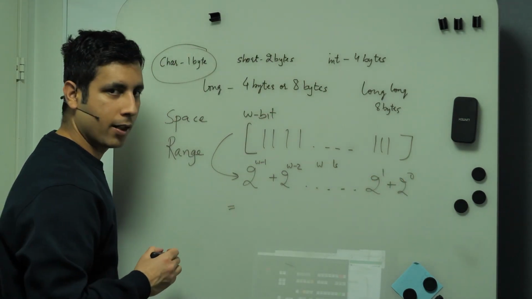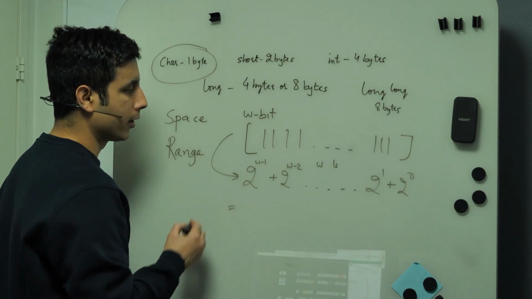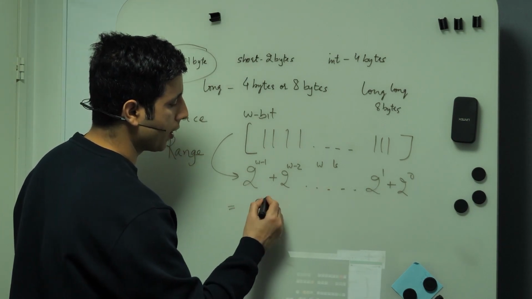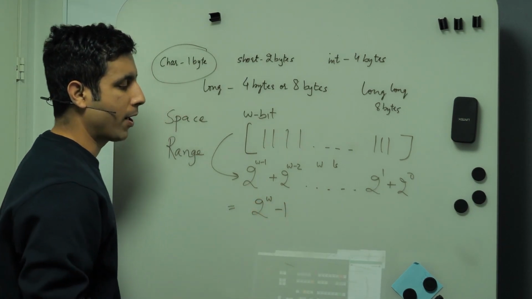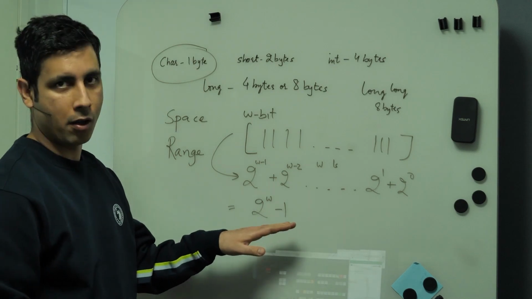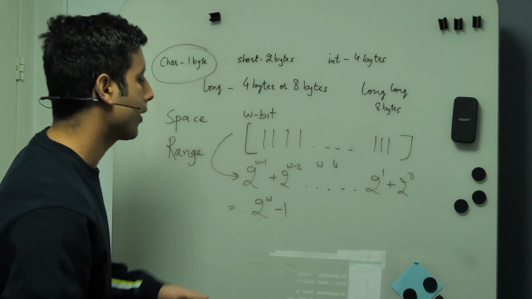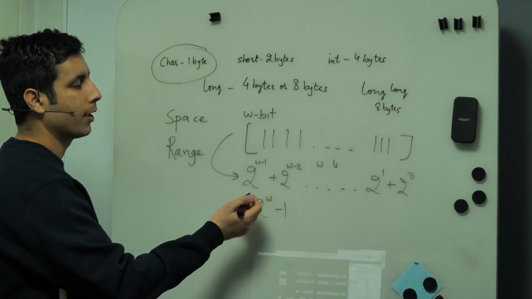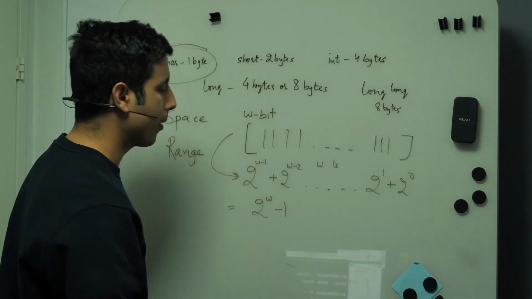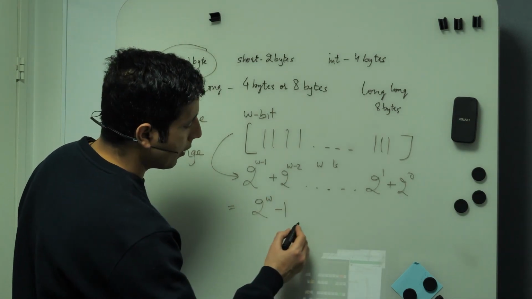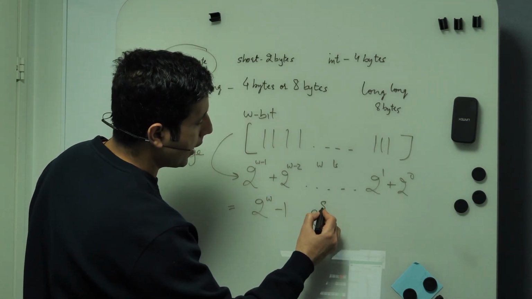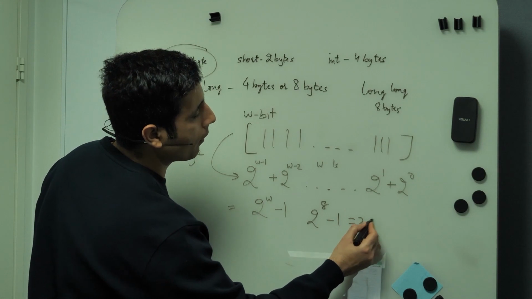Now with the mathematical binomial theorem, the summation would be 2 raised to the power W minus 1. Of course, the binomial theorem proof is outside the scope of this video, but this is quite a generic term. So for example, if you have 8 bits or 1 byte, this value would be 2 raised to the power 8 minus 1, which is 255.